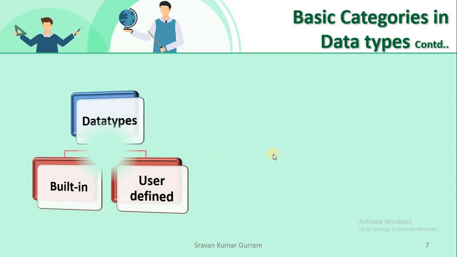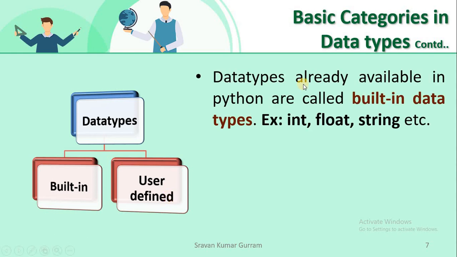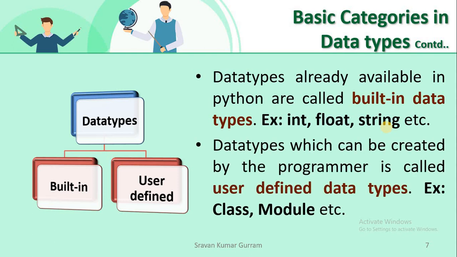The basic categories in the data types. In the data types, we have two major categories. Those are built-in data types and user-defined data types. Data types already available in Python are called built-in data types. Example: int, float, string. These are called predefined data types or built-in data types, or you may say primitive data types. And coming to the second category, data types which can be created by the programmer are called user-defined data types.